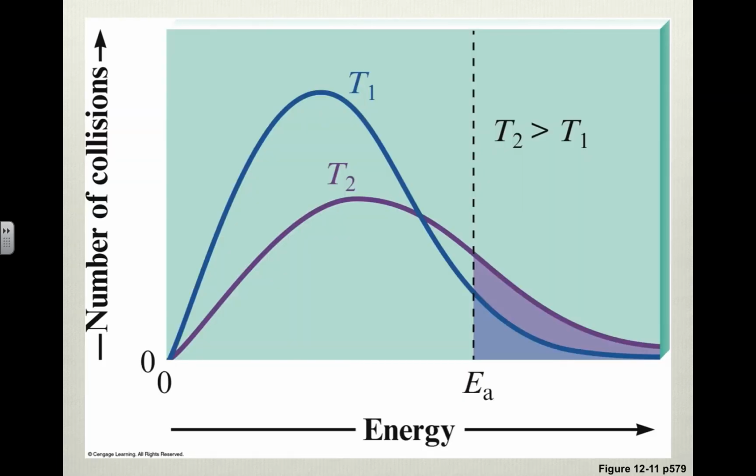You could also think about this in terms of a Maxwell-Boltzmann distribution. You've got your high temperature, your lower temperature. Notice that there's a lot more area under the purple curve that is above this activation energy point. So a greater proportion of the molecules have sufficient energy, which means we get a faster reaction rate.